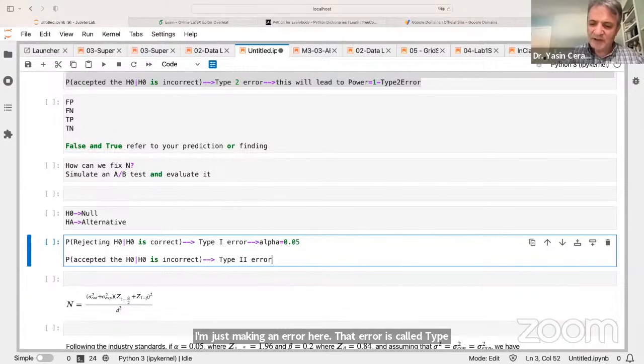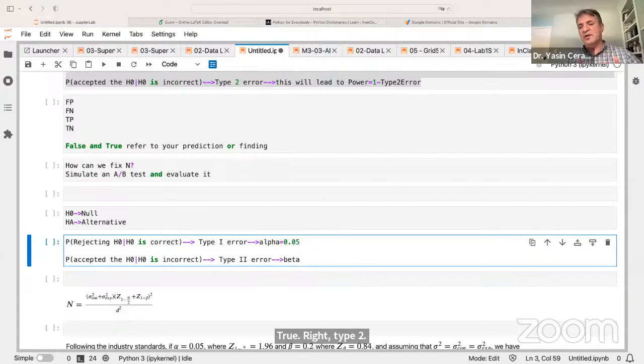Type 2 error. And this type 2 error corresponds to your beta value. Again, we are going to choose our beta value to be equal to 0.2 in general. So 1 minus beta is the power of our test.